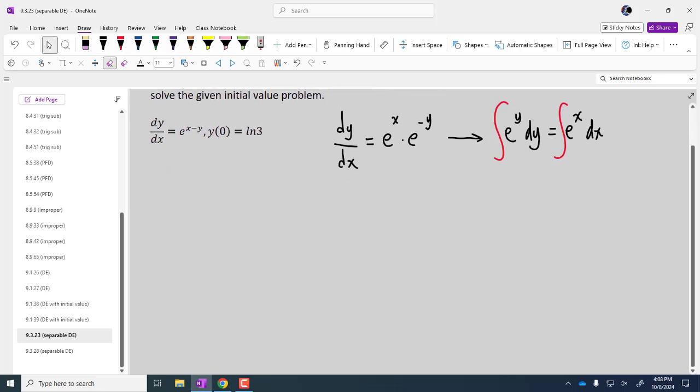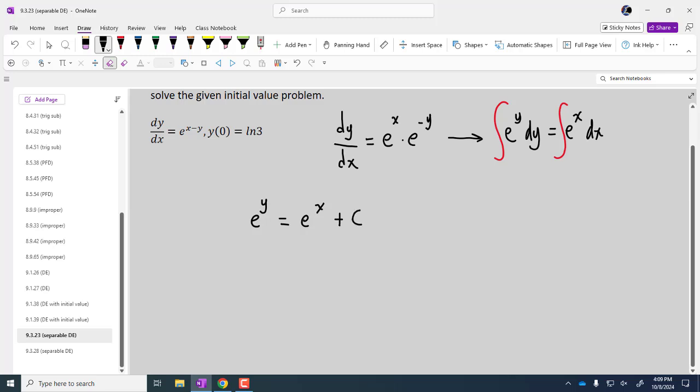So on the left, the integral of e to the y is itself. So the integral of an exponential is always itself, and then you divide by the derivative of the exponent, but that's only 1 in this case, so e to the x plus c.